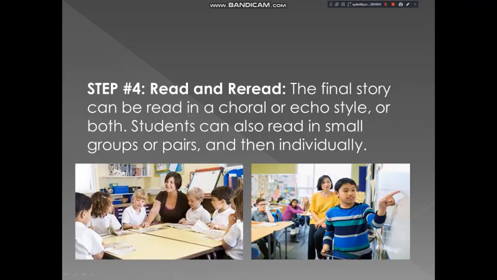The fourth step is read and reread. The final story can be read in a choral or echo style, or both. Students can also read in small groups or pairs, and then individually.